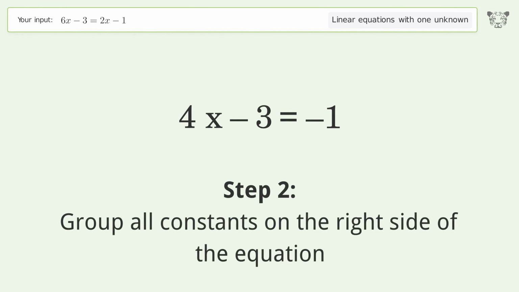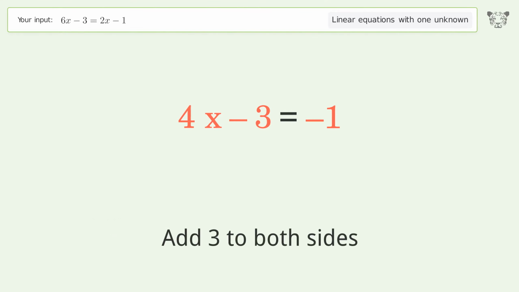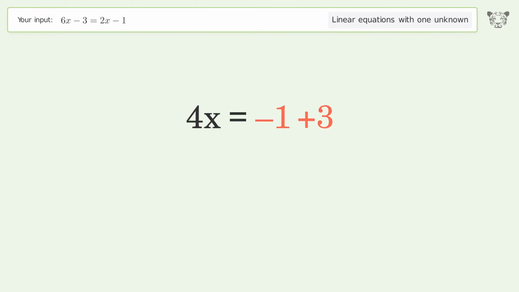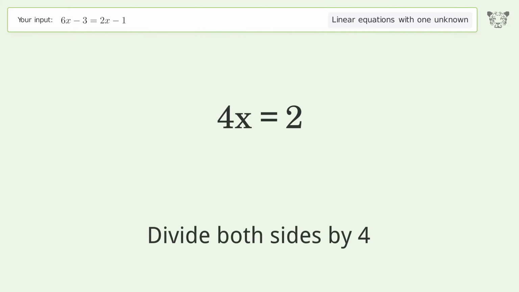Group all constants on the right side of the equation. Add 3 to both sides. Simplify the arithmetic. Isolate the x. Divide both sides by 4.